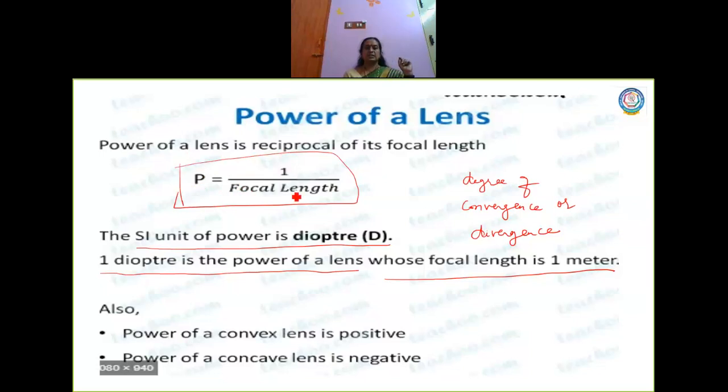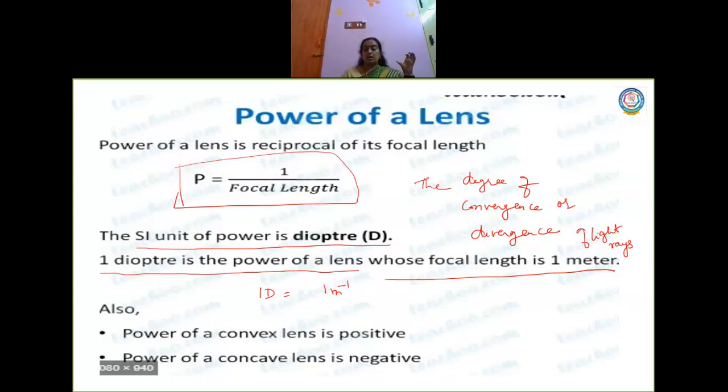Power is nothing but the reciprocal of focal length of the lens, and the unit of power is diopter. So I can write 1 diopter equal to 1 per meter. Now this is 1 by m because focal length is in the denominator, but when I write the unit, 1 D is equal to 1 per meter. Okay, so power is nothing but the degree of convergence or divergence of light rays.